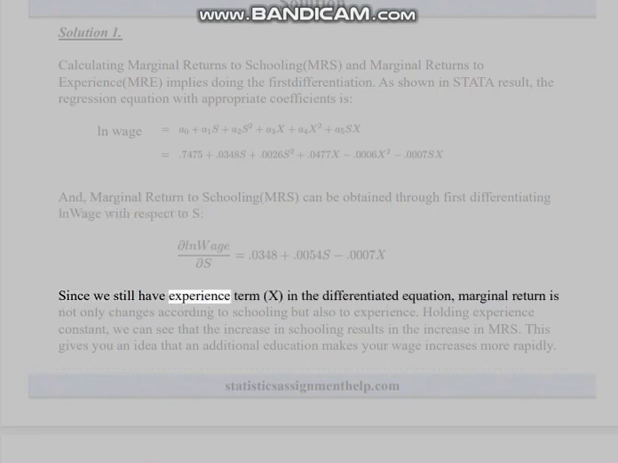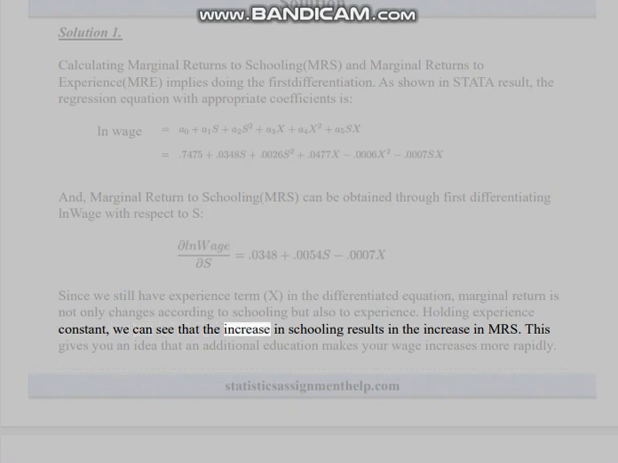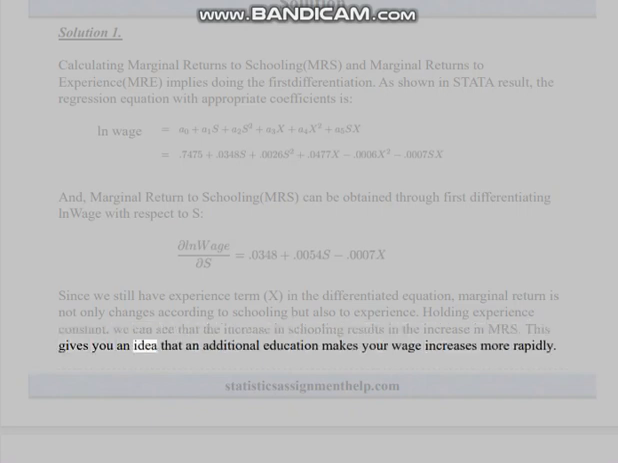Since we still have experience term X in the differentiated equation, marginal return changes not only according to schooling but also to experience. Holding experience constant, we can see that the increase in schooling results in the increase in MRS. This gives you an idea that an additional education makes your wage increase more rapidly.